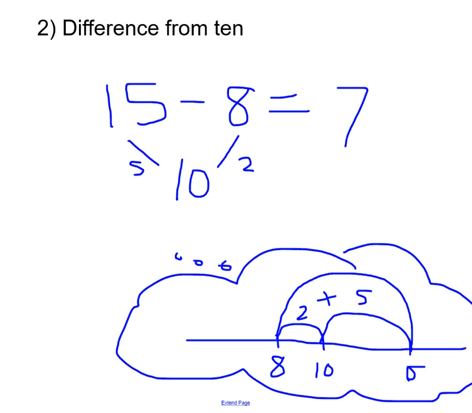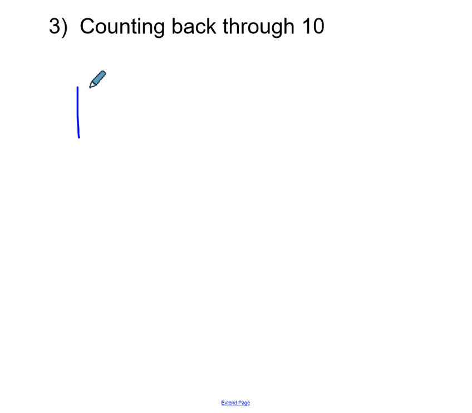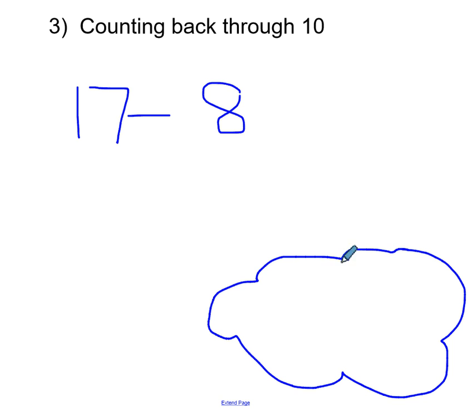For the third strategy, we're going to use counting back through 10. So to count back through 10, what we're going to do, if you have to do, for example, 17 minus 8, you can think in your head of the number line to see what it looks like. Imagine that you have 17 and you have to count through 10. So how much do you have to go from 17 to 10? You have 7. But if you need to take away 8, what's missing? You're missing another 1.